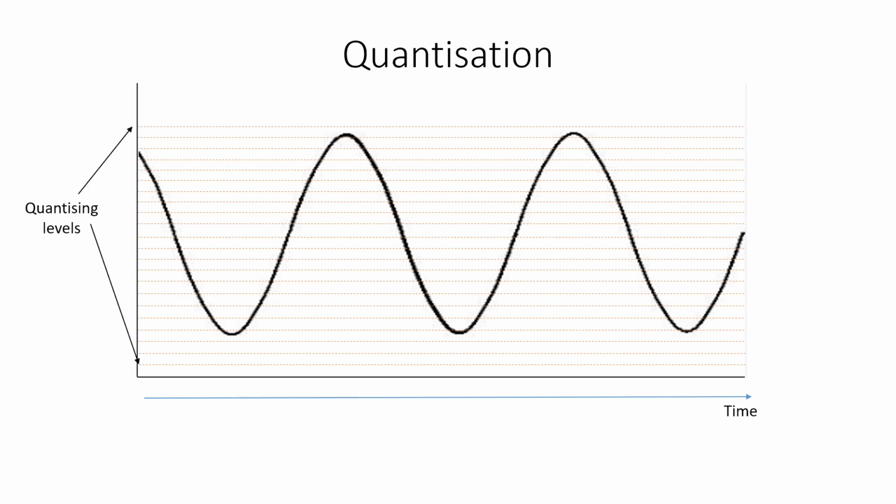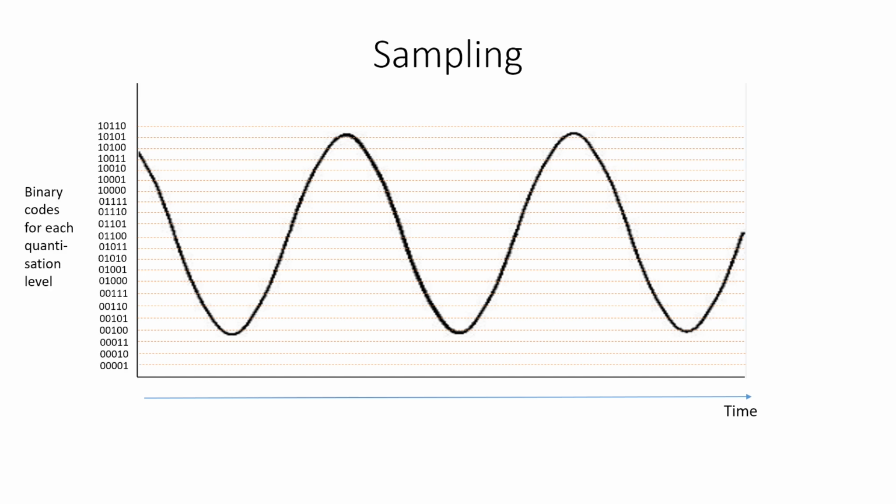When the amplitude is sampled, it is rounded up or down to a discrete value called a quantization level. Each of these levels is represented by a binary number.